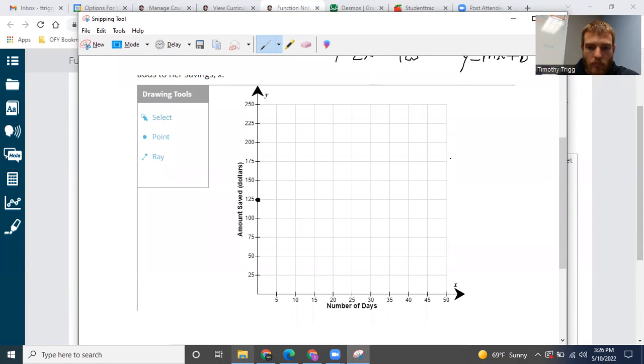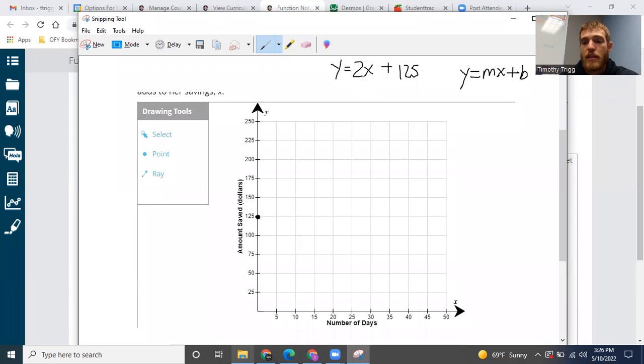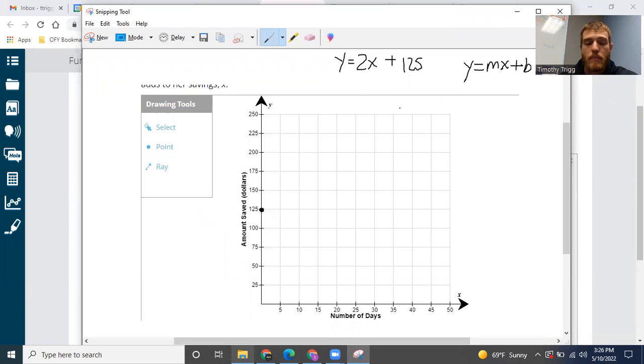So what does that mean? That means for every day, she increases the amount she has by $2. So how do I graph that next point? Well, one way I can look at it is, how much will she have saved? And I could just pick a number of days. So how much will she have saved after 20 days or 10 days? I could just use one of these numbers down here. I'm just going to use 5 days.